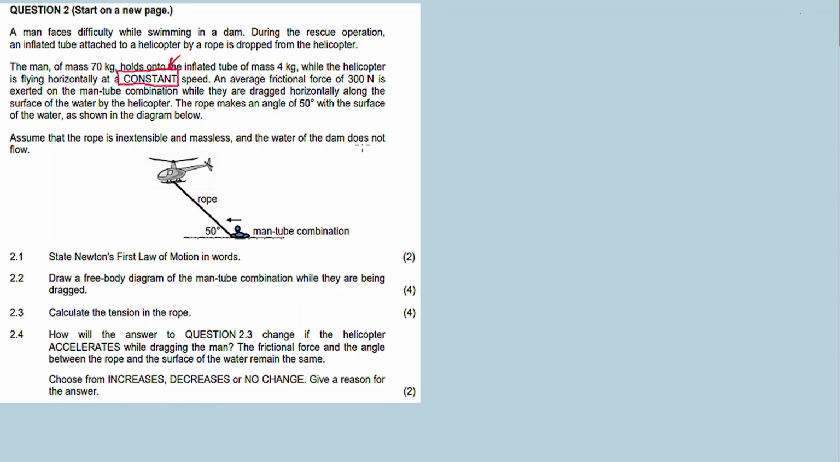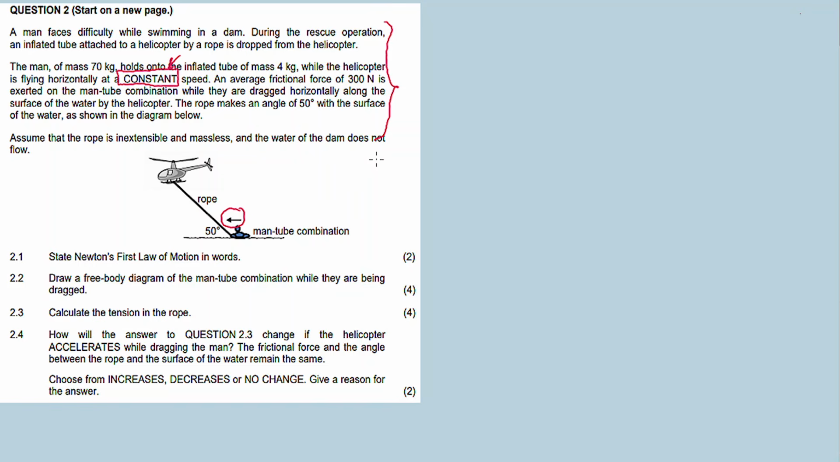So the dam does not flow, there's no movement in the water. The water is stationary. The only thing moving is the man tube combination in this direction. That's the short story.